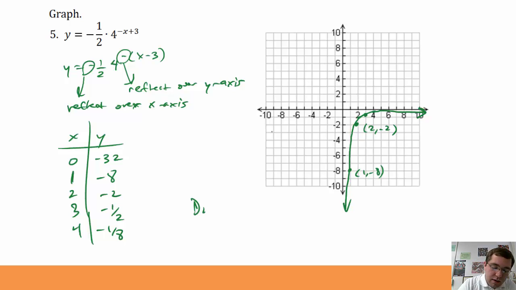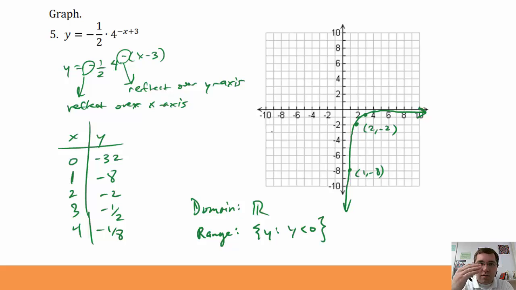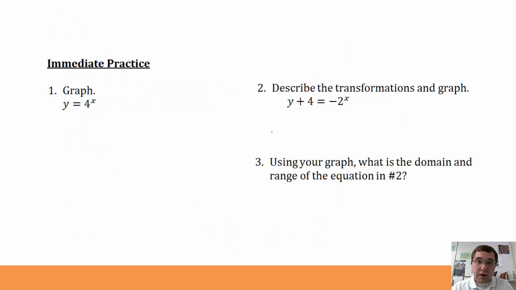The domain is still the set of all real numbers. No limit on what I can plug in for x, but there is a limit on what I can get out for y. The range is a set of all y such that y is less than 0. So we haven't shifted anything in the vertical direction, but we have shifted horizontally, and we've reflected a couple of times. So here are your immediate practice problems.